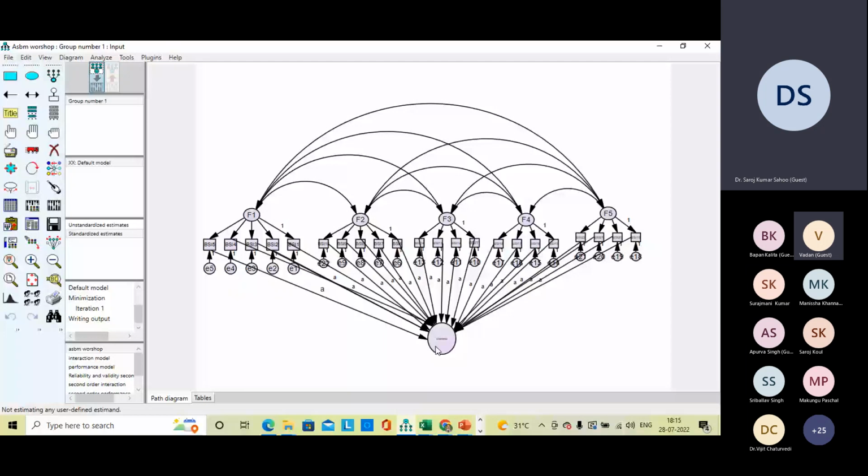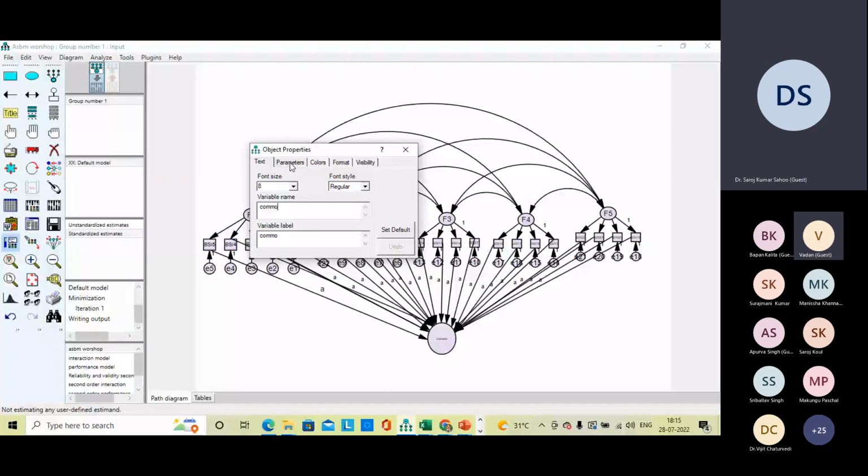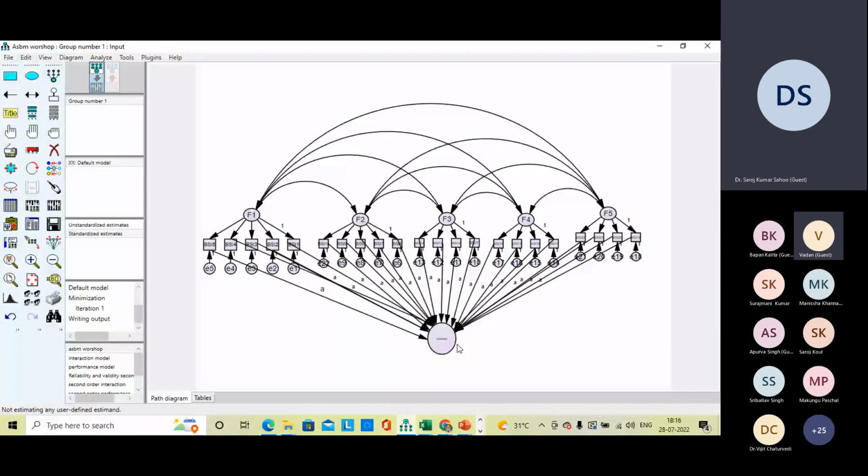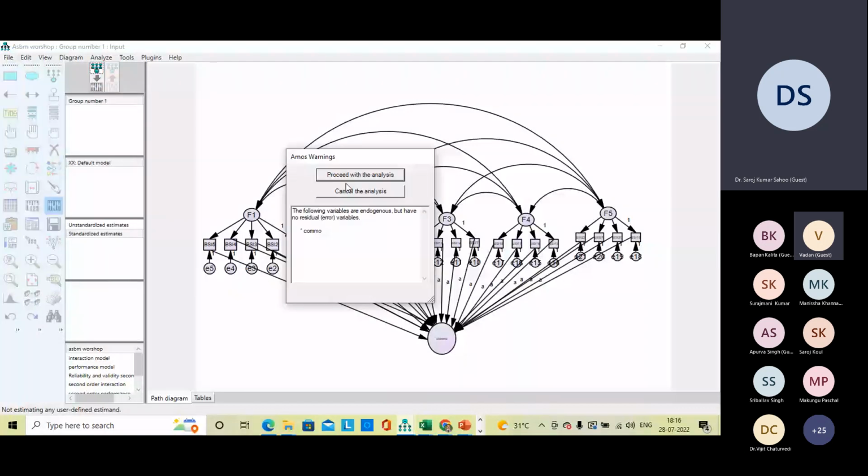But this needs to be constrained by 1. I do not know why this parameter value is not appearing. This common factor needs to be constrained as 1. Then you need to calculate and proceed. No need to worry. You need to proceed with analysis.